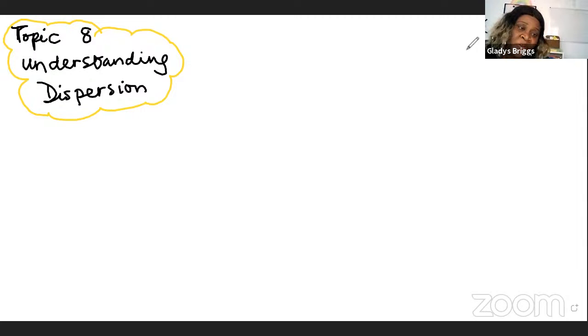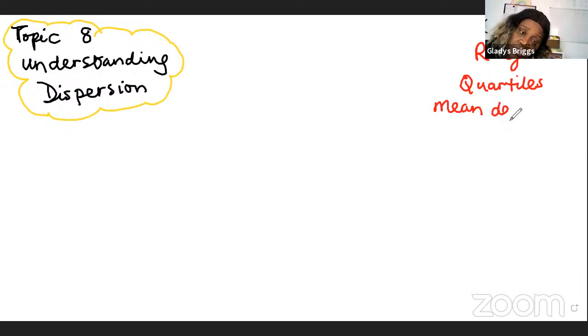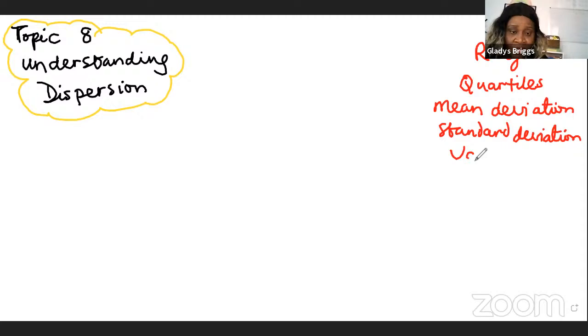So it will involve finding the range, finding the quartiles, finding the mean deviation, finding the standard deviation, and the variance. Okay, so those are the things we're going to be looking at. Let's start with the range today.